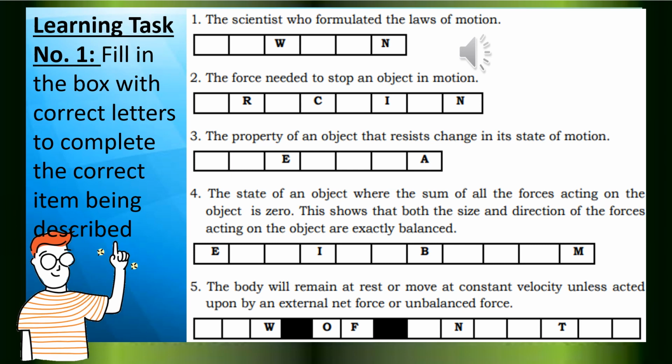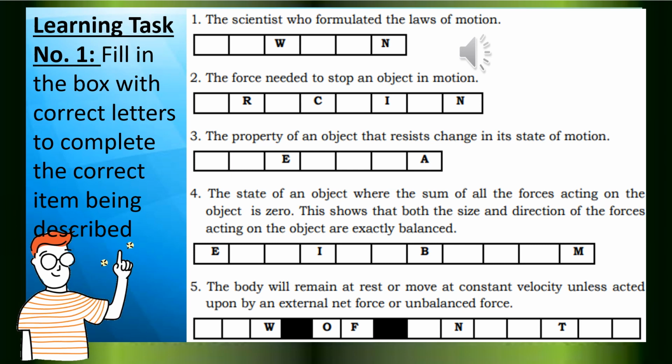Number 3. The property of an object that resists change in its state of motion. What is the correct answer? The answer is inertia. Number 4. The state of an object where the sum of all the forces acting on the object is 0. This shows that both the size and direction of the forces acting on the object are exactly balanced. What is the correct answer? It is equilibrium.